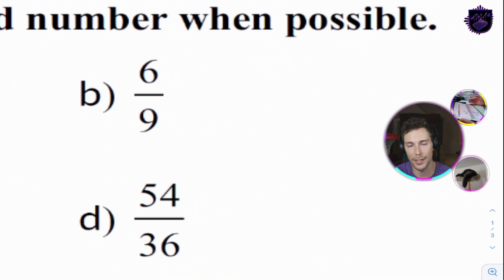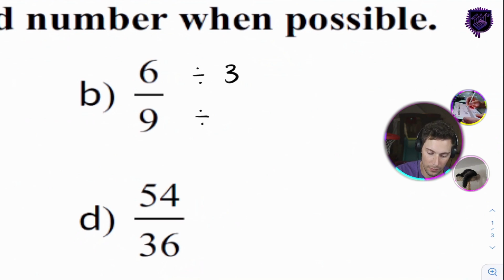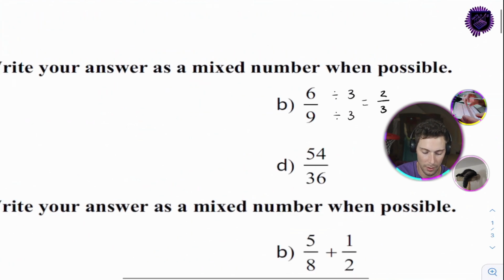Question 1b. 6/9. What's the greatest common factor of 6 and 9? It's going to be 3. You should be able to figure this out just using your knowledge of multiplication. When you do that, it's going to be 2/3. That will be equivalent.